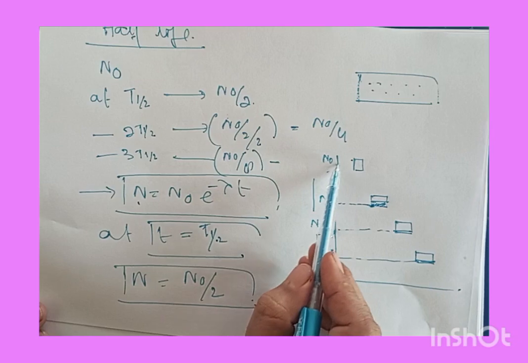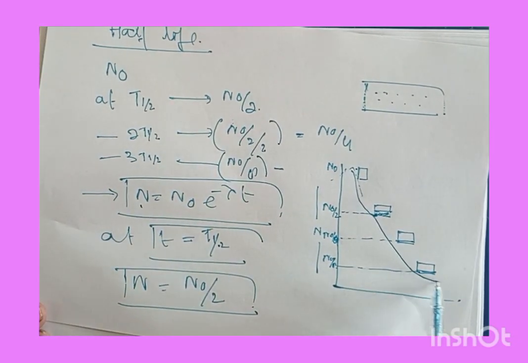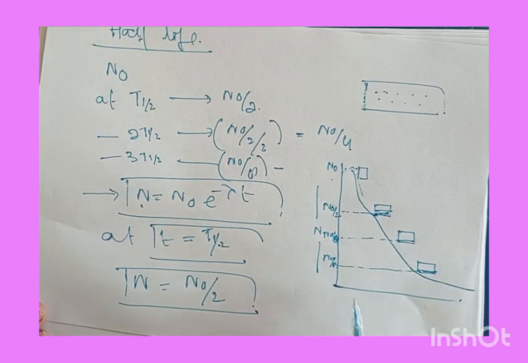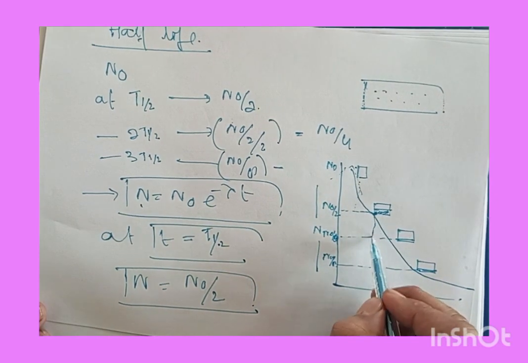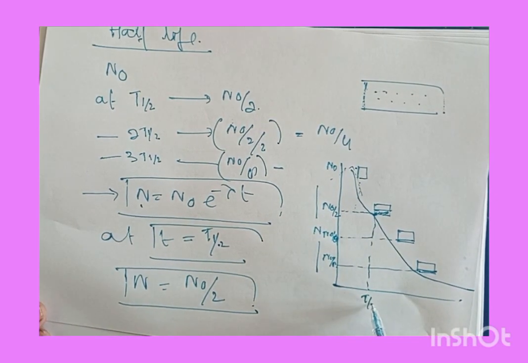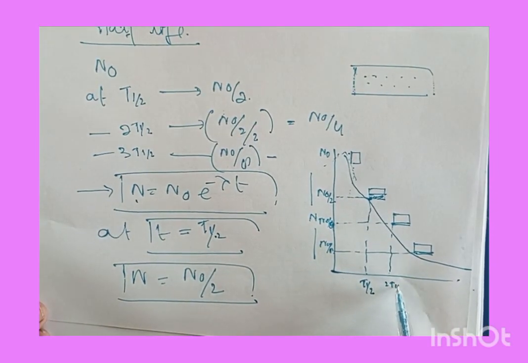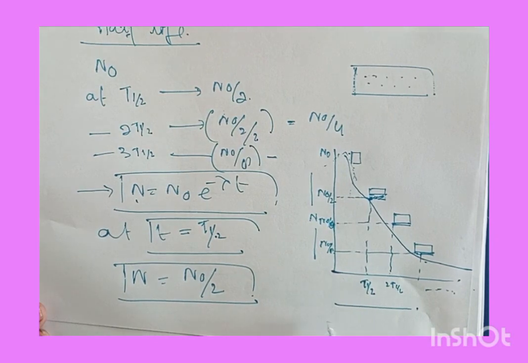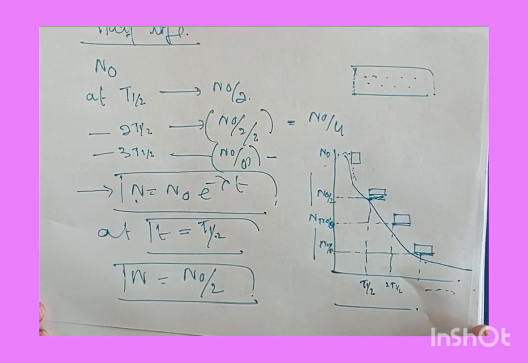So I can have a graph that will go like this, and this will correspond to my t half. This will correspond to 2 t half, and so on and so forth. This is how the graph will go. And this graph is going to meet at infinity, because we will have an infinite number of atoms in that sample which are undecayed.